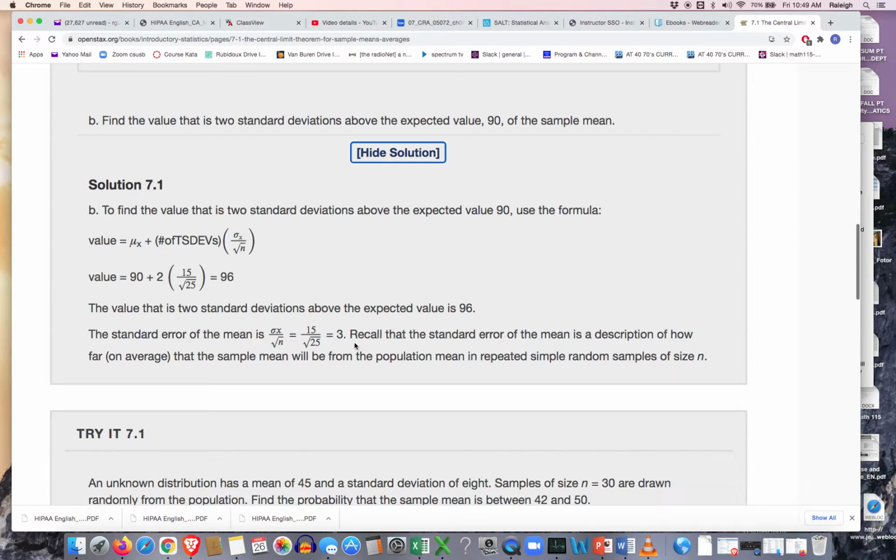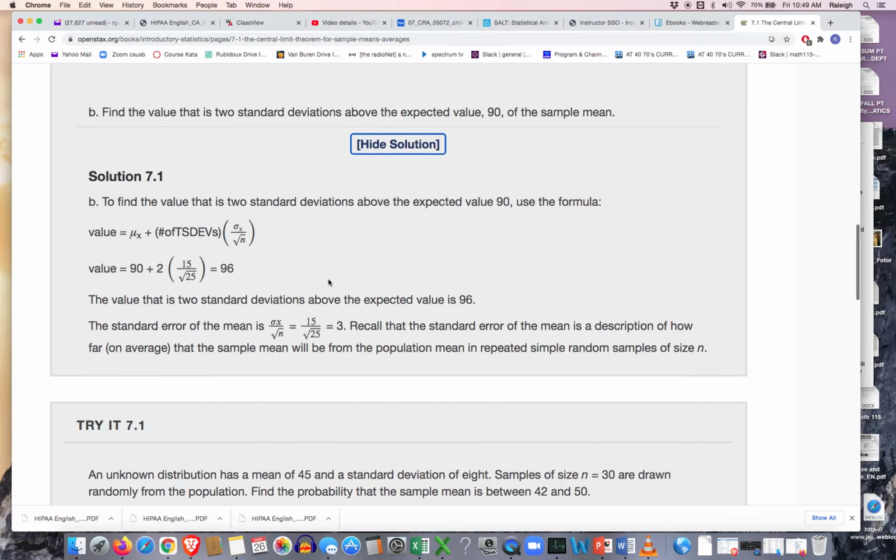Standard error of the mean, of course, was 3. We already said that. And the standard error of the mean is a description of how far, on average, the sample mean will be from the population mean in repeated simple random samples of size n. So it's just a typical dispersion number. And we had 2 of those on the high side to get a value of 96. And in my formula again, you can say that's equal to x equals mu plus z sigma.